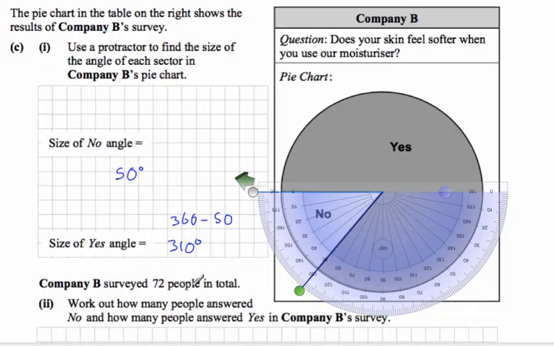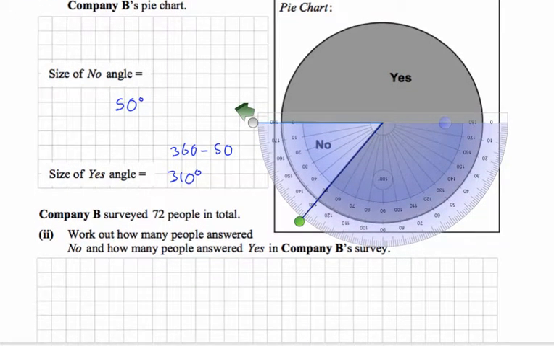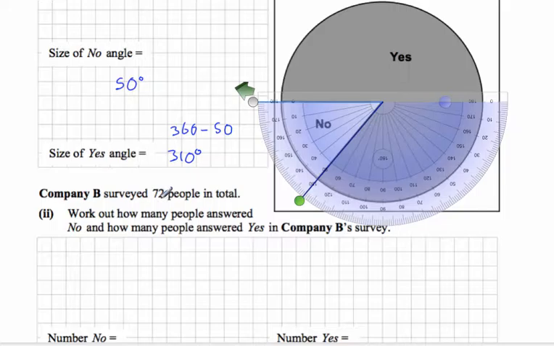Company B surveyed 72 people in total. Work out how many people answered no and how many people answered yes. Let's work out the people who answered no first. Well, there was 50 degrees answered no, and that was 50 out of a total of 360. So that was the fraction of people by degrees who said no. And we're going to find out what fraction of 72 is that. What amount of 72 is that?